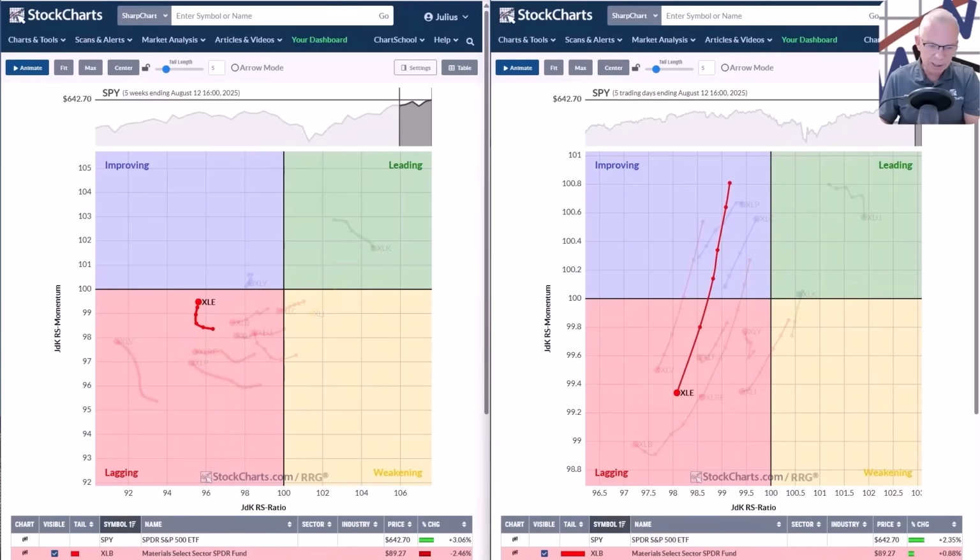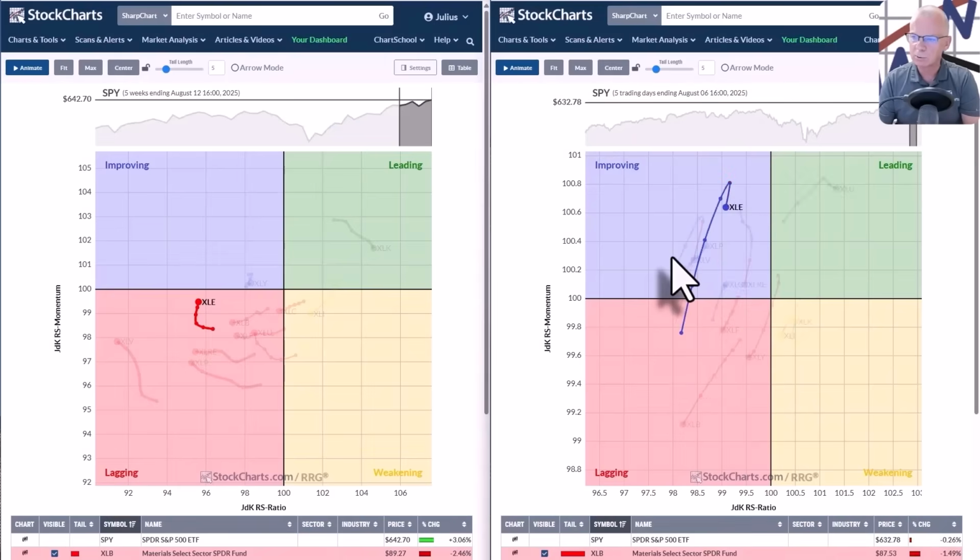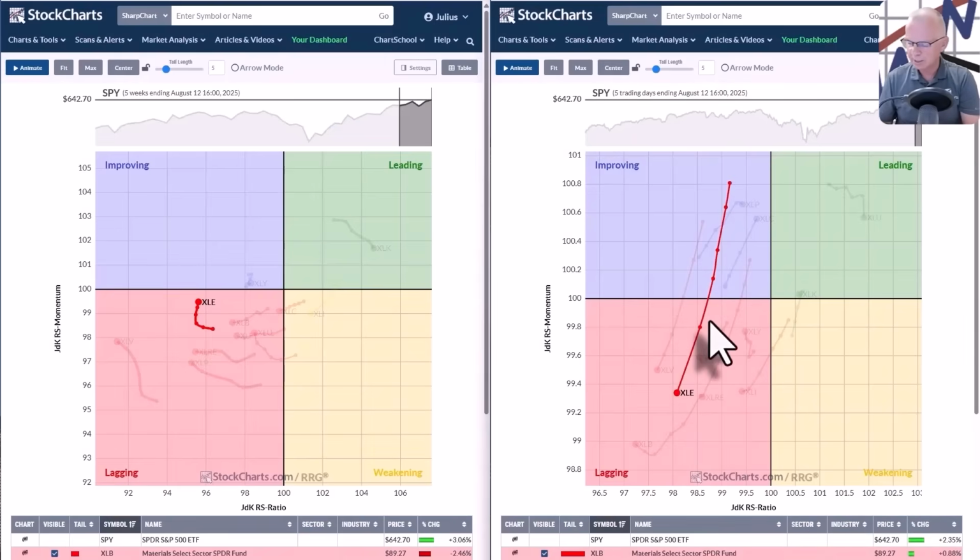Energy first. So here is energy. It's improving. It's inside lagging, but it's picking up a little bit of momentum. Still 1, 2, 3, 4 from the bottom, so not very strong. But then look at this daily tail here, and this is a rotation that happened inside weakening. Look at how fast that went. That's a pretty crazy move. So for energy, that's really one of the weaker sectors, especially because of this very long tail that we see on the daily RRG.